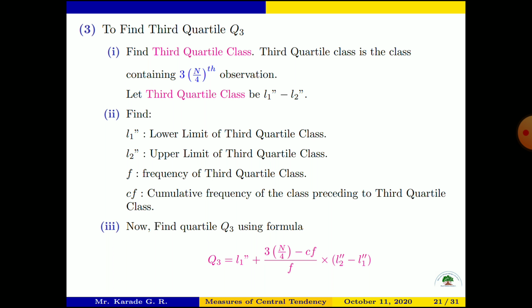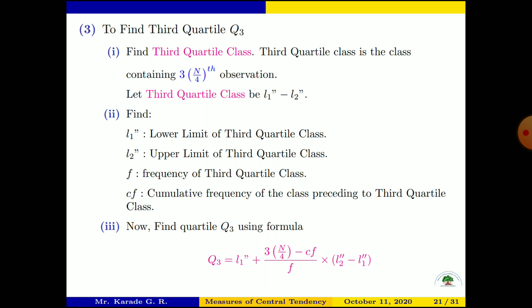After that find out the frequency of third quartile class. Okay, and after that find out CF, means cumulative frequency of the class preceding the third quartile class. The cumulative frequency of the class which is previous to the third quartile class. In the third case, by using the formula for Q3 we find the third quartile Q3.